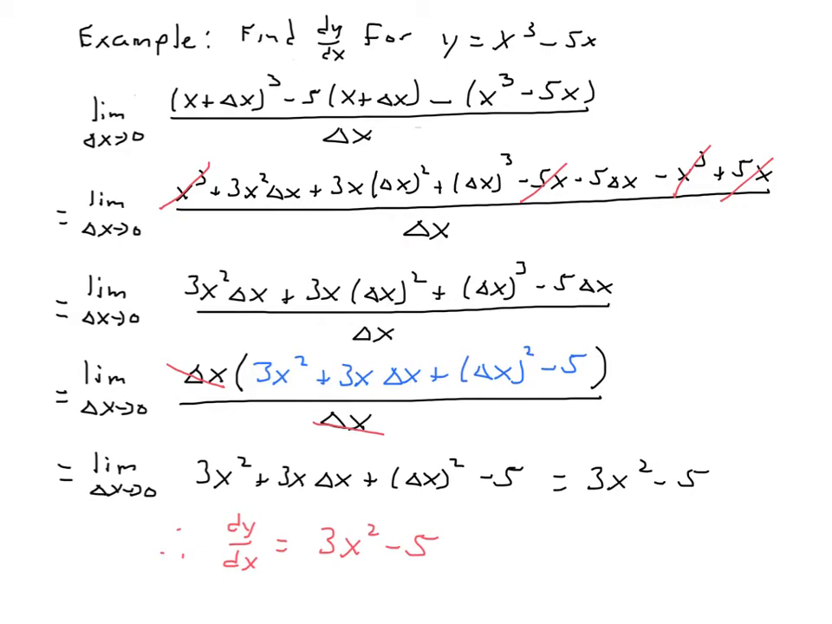And so what I'm left with now is just taking the limit as delta x approaches 0 of 3x squared plus 3 delta x plus delta x squared minus 5. And as delta x goes to 0, that's just going to end up equaling 3x squared minus 5. And therefore, I can now say that the derivative of y with respect to x is equal to 3x squared minus 5.